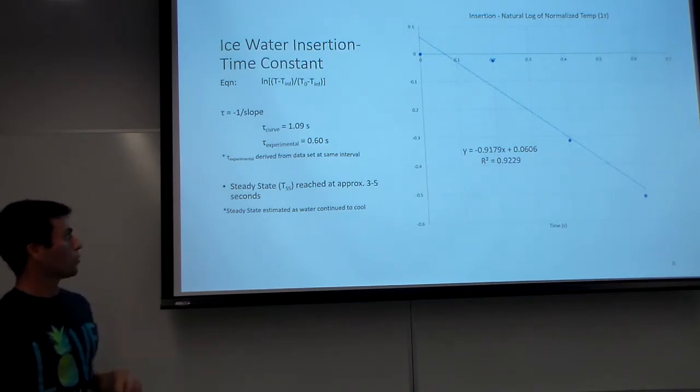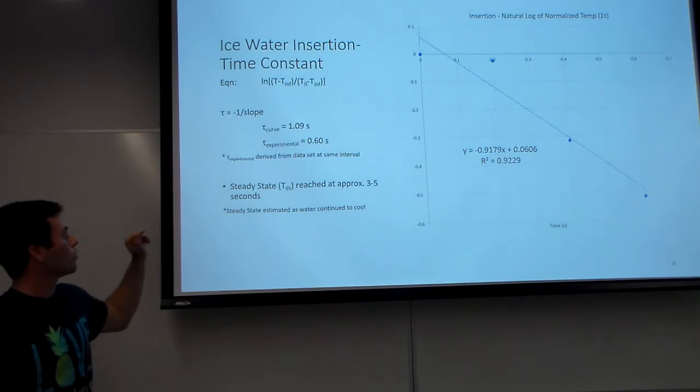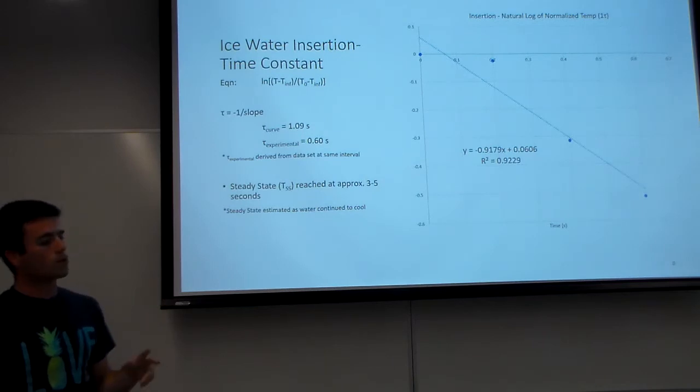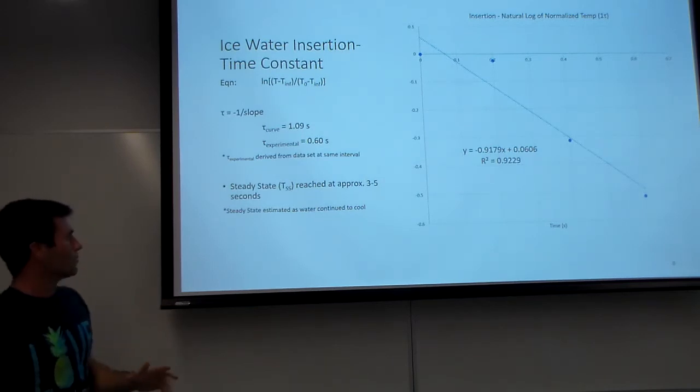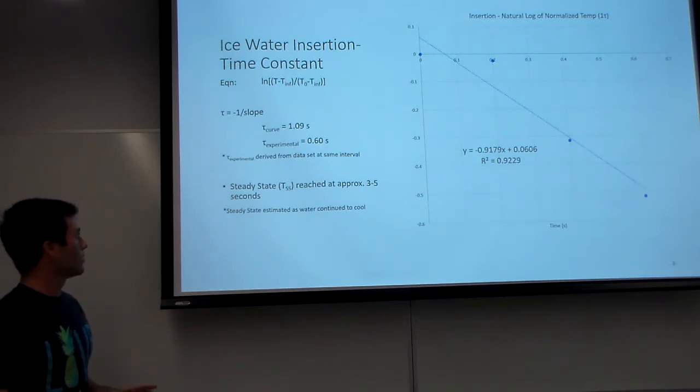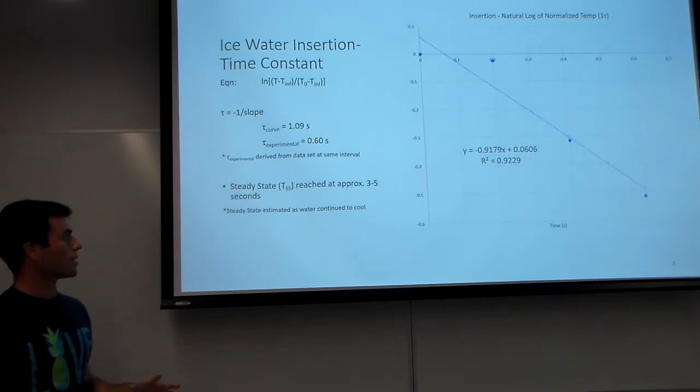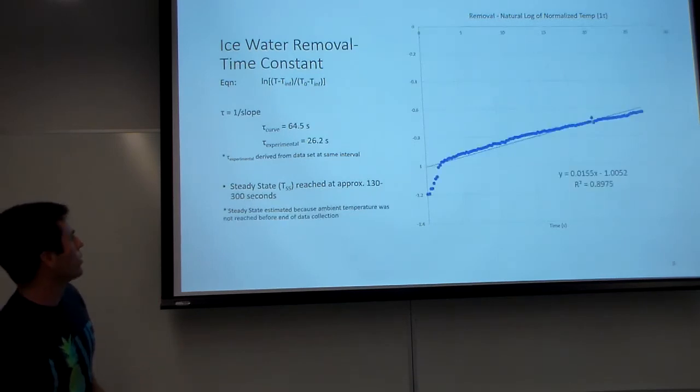So this is for the insertion of the thermocouple into the ice water, and the tau of our curve was 1.09, and the tau experimental, which is like a manual calculation, was 0.6. So there is a little disparity between those, but overall not too bad. Steady state approximation was 5 tau, which is 3 to 5 seconds, and it looked pretty consistent with our data.